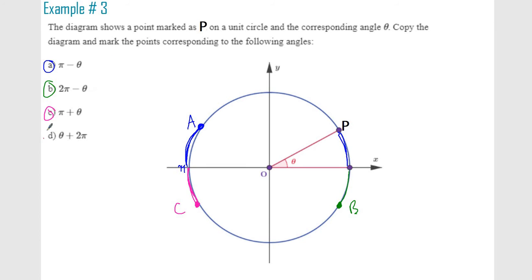Then D is the angle plus 2 pi. So 2 pi, we should know what that is. That's the entire circle. We made one entire loop, and then we add the angle. So here, we end up being the same thing. So these being equal. Okay, I guess I should write that a little better. Equals.